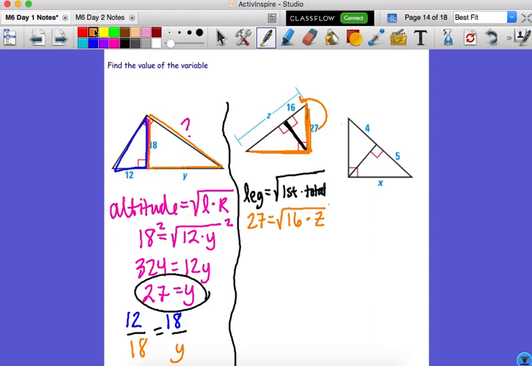Similar process here, we're going to square both sides, and then divide by 16 to find out that z is 45.5625, but I'm just going to round that here. I'm going to approximate that and say 45.6.